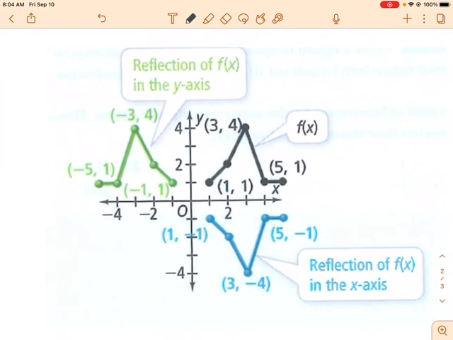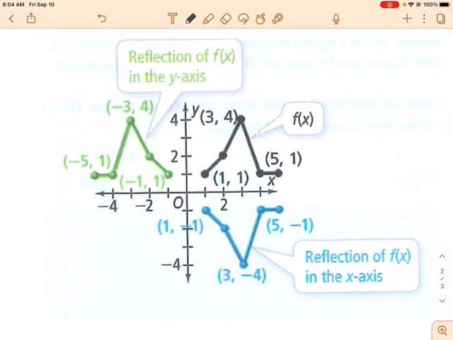So the gray is the original function. If we reflect across the y-axis, that means we're going to go this way. Each point is the same distance from the y-axis. So it's almost like folding a piece of paper along the y-axis and matching it up. It's a mirror image. It's not like we took it and pulled it across the x-axis. It's a fold. It's a mirror image.